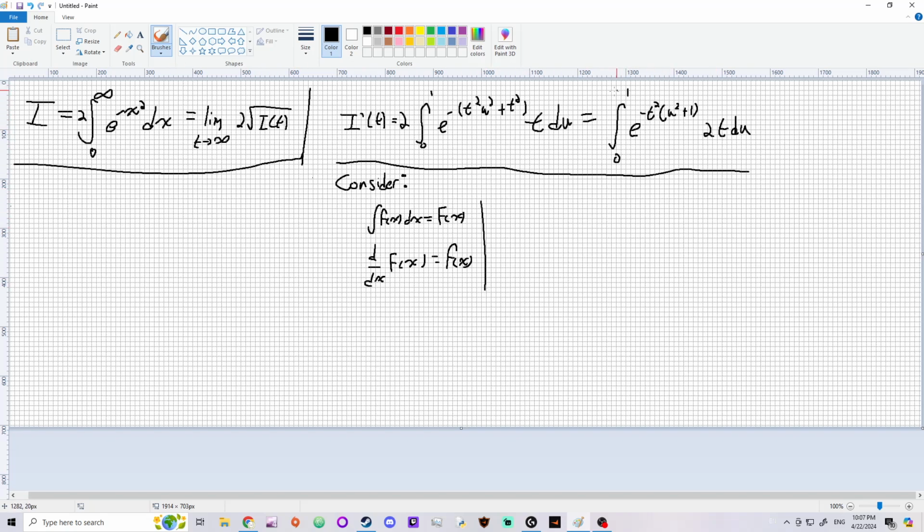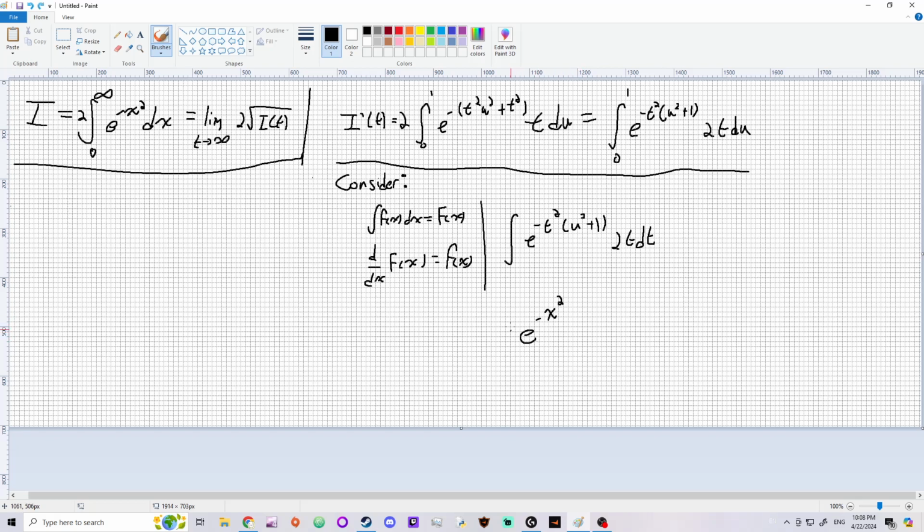Let's take the integral. We're going to take the integral of e to the negative t squared times u squared plus 1, 2t dt. So we want to take the integral, but with respect to t this time. And the reason why is when we take it with respect to t, it's actually doable. The derivative is actually easy.